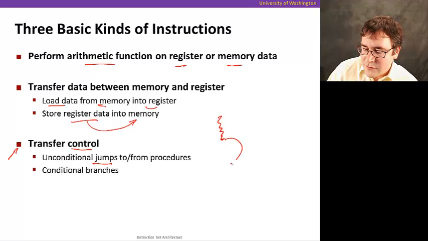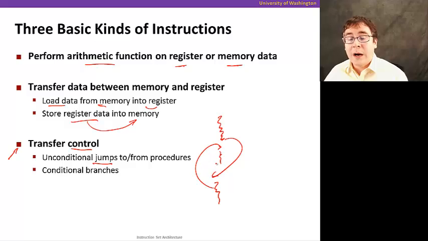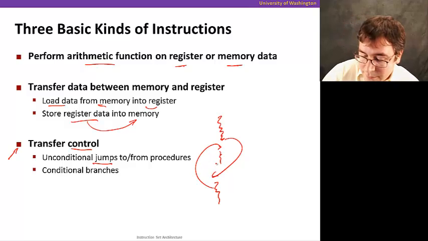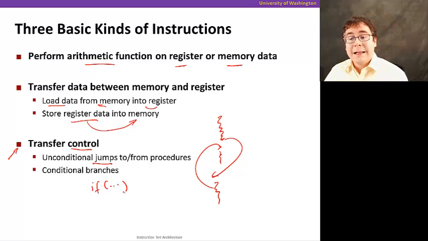So suddenly you can jump to a different part of your program, and you can jump back and continue executing. This is very useful because when you have something like an if in your program, that's actually making a decision of whether or not you should jump to a different part of your code.